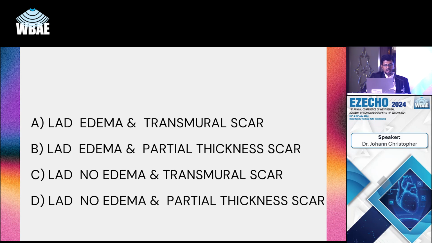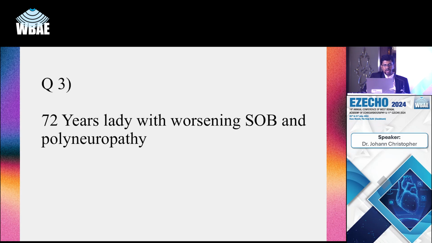This patient had a gadolinium, and this is the scar image which you're seeing after 5 minutes. So this is what it is. Elderly lady, shortness of breath, we may call it a HFpEF, and she also has a polyneuropathy. Focus on the red arrow. Now these are your questions.